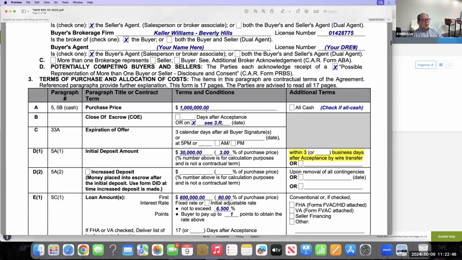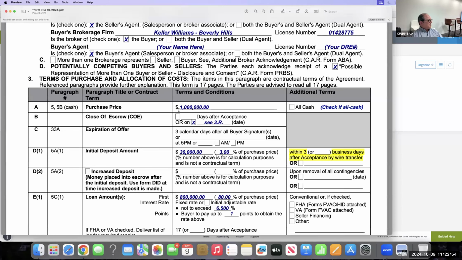Purchase price. Just for the sake of keeping things round numbers, I just put $1 million here. Very hard to find properties for $1 million nowadays, right? But just for the sake of easy numbers, purchase price 1 million. If it's an all cash buyer, check all cash. Okay, close of escrow. It seems totally normal to check this box and just put 30 days, 45 days.